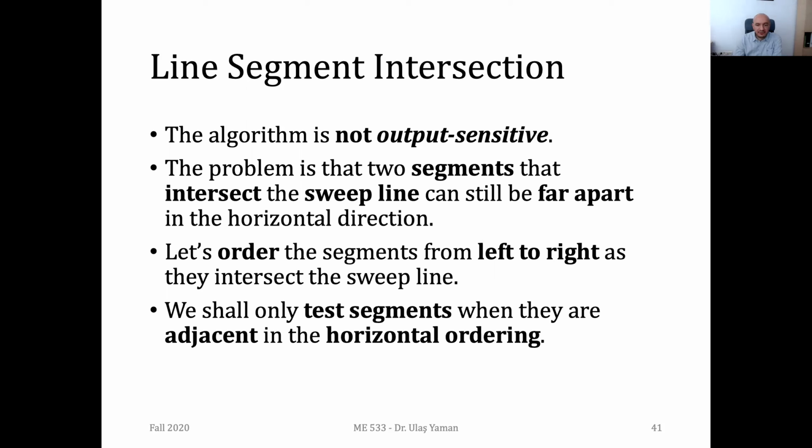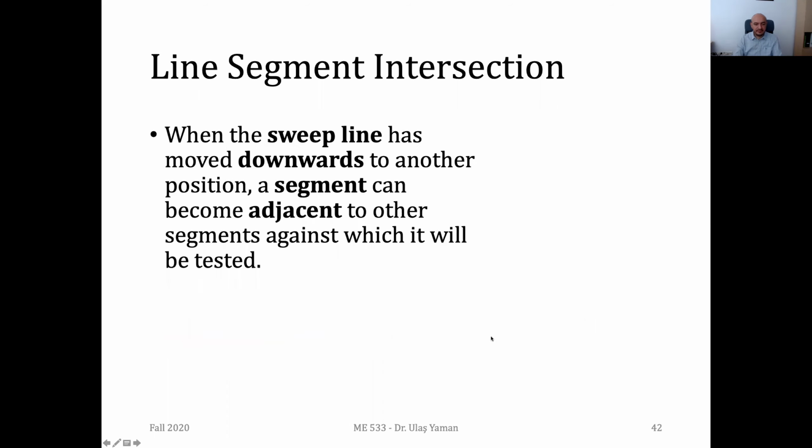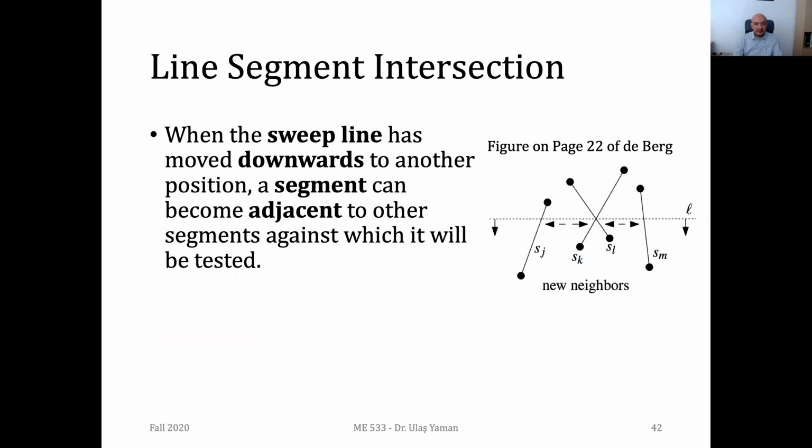So as written here, we will be testing only the adjacent ones, or the neighbor ones. So neighborhood is important. We will only be testing the segments which are actually neighbors, according to the horizontal ordering, which depends on their x values. So this is an important issue. While our sweep line is going downwards, a segment becomes adjacent to other segments, which are going to be tested, right?